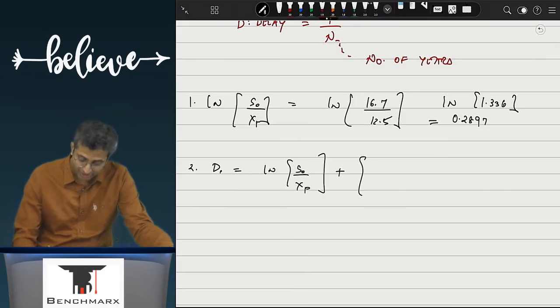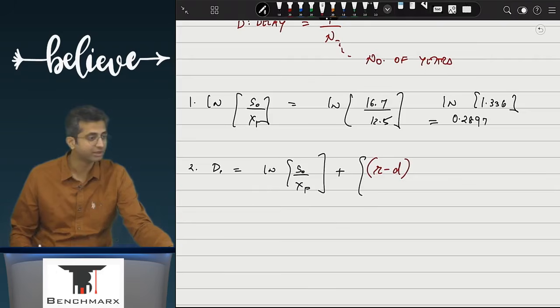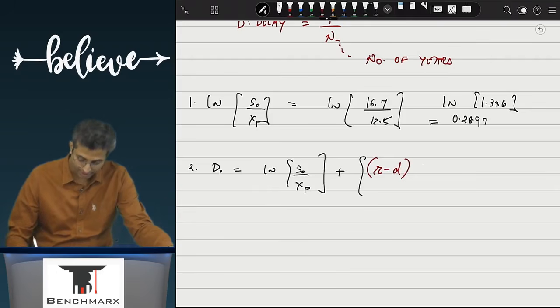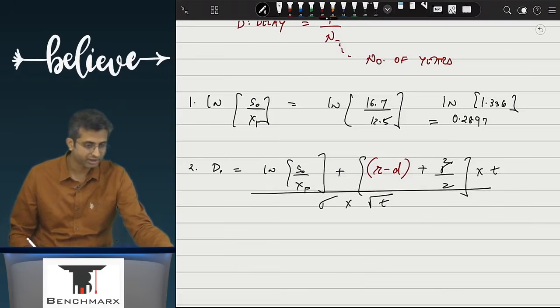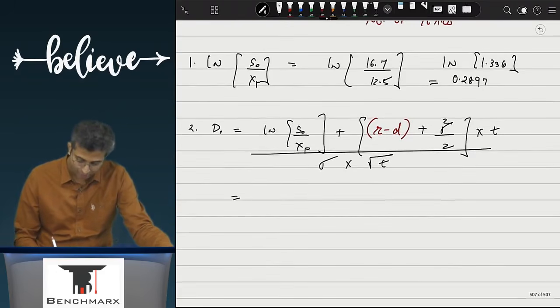Usually we had R. Now you have R minus D. The dividend yield would be subtracted. Plus the variance divided by 2 into T, upon standard deviation into the root of T. This was your D1 formula. Are we getting this? So you took 0.2897 plus, what is your R?